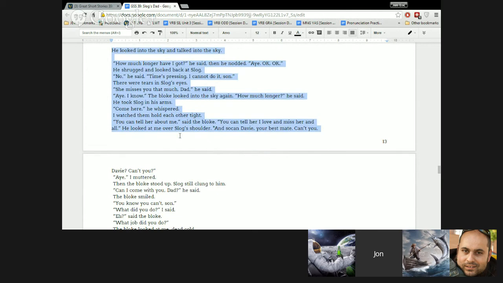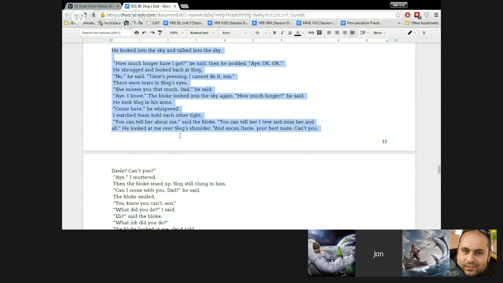He shrugged and looked back at Slog. "No," he said. "Time's pressing. I cannot do it, son." There were tears in Slog's eyes. "She missed you that much, Dad," he said. "I know." The bloke looked into the sky again. "How much longer?" he said.